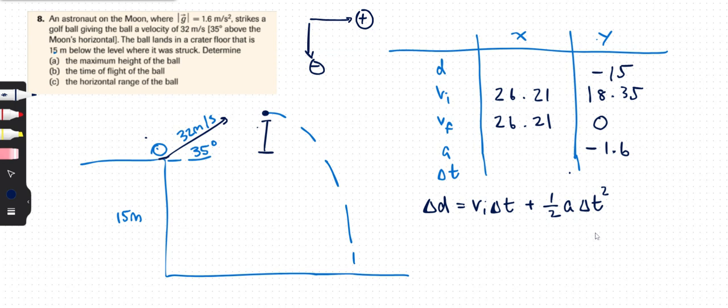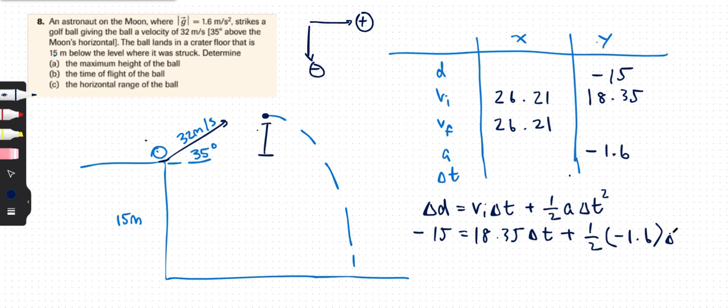And we're going to use this again for the y component since you really can't do anything with the x, which only has 2 of the 5, and you need at least 3 to use one of these formulas. So let's just plug this in. Negative 15 equals 18.35 t plus 1 over 2 times negative 1.6 t squared.